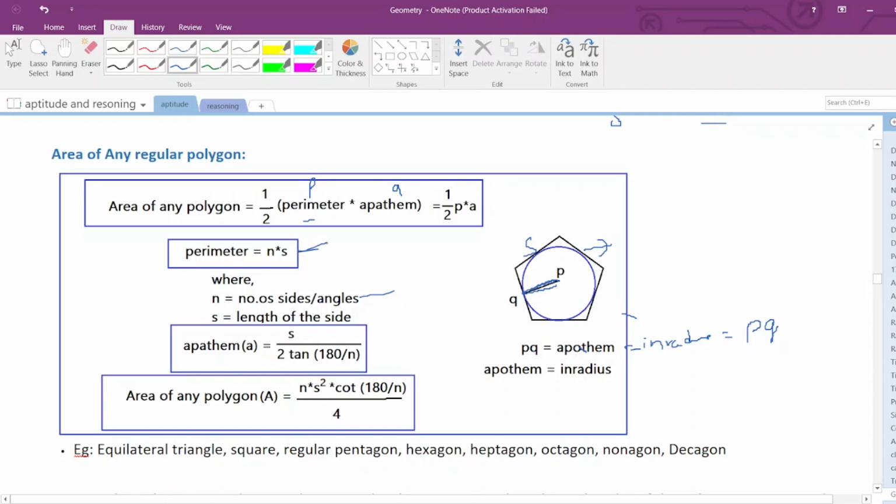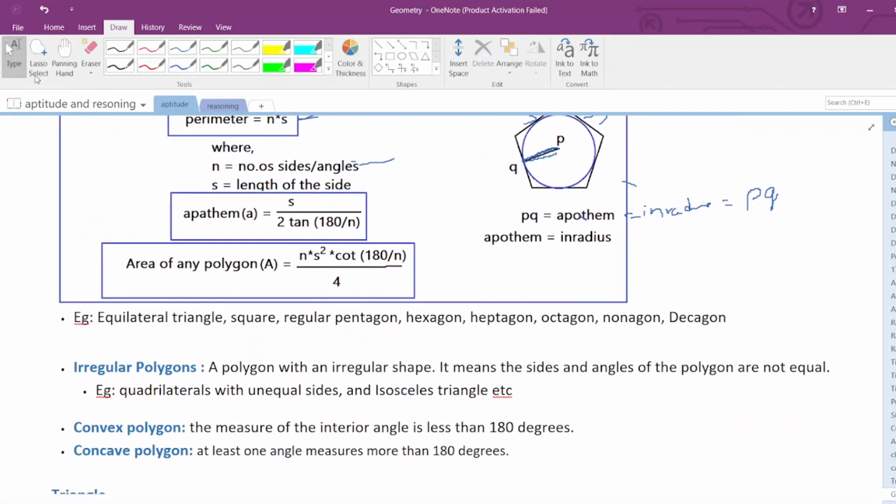So this is the perimeter formula, n into the length of the side, and apothem A is equal to S, the length of the side, by 2 tan 180 by n. This is the formula you should remember. And total area of the polygon becomes half into P into A, right? If you multiply both perimeter and apothem, then it becomes n s square cot 180 by n, by 4. Here n is the number of angles or sides, and s is the length of the side.